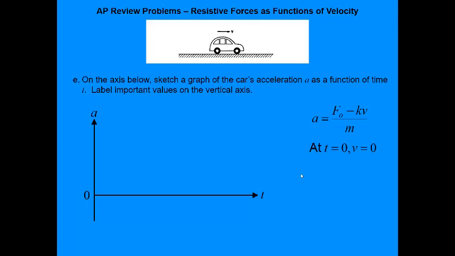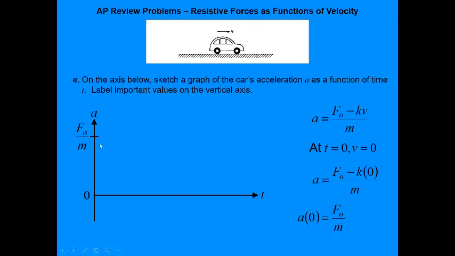Oh, by the way, at t equals 0, the velocity is 0. So if the velocity is 0 at t equals 0, that means the acceleration at 0 is F_0 over m. So that's where the acceleration is going to start. Now, as time goes on, what happens to the acceleration? Well, the acceleration is going to get smaller and smaller, as we talked about before, because the resistance force gets bigger, so the net force gets smaller, so the acceleration gets smaller.